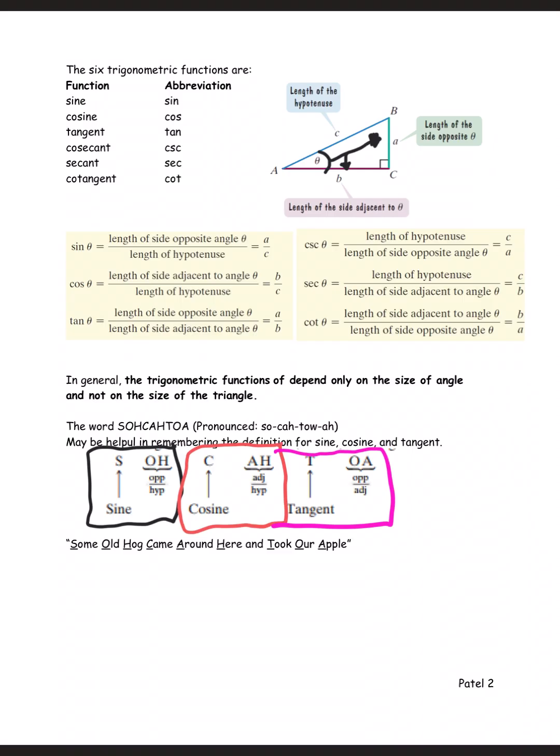Note that sine and cosecant are reciprocals of one another. Cosine and secant are reciprocals of one another, and tangent and cotangent are reciprocals of one another.